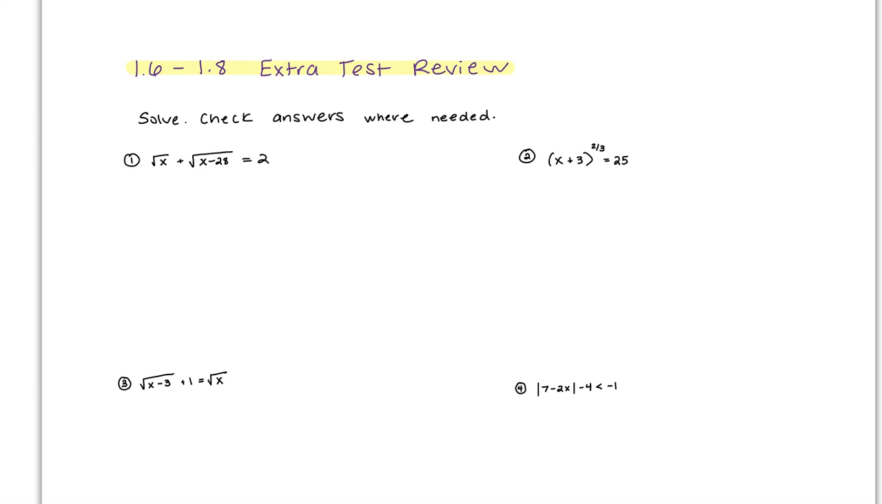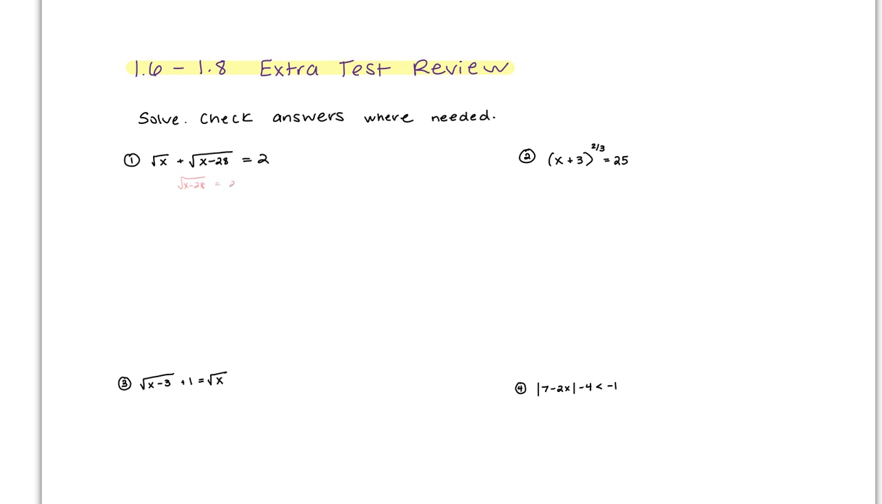So on this review for number 1, we're going to look at it. We see that there's 2 radicals, and to solve these square root problems or radical problems, we want to isolate one of the radicals. So what I'm going to do is isolate the more complex looking one, the square root of x minus 28, and then I'm going to move the radical x over to the other side.